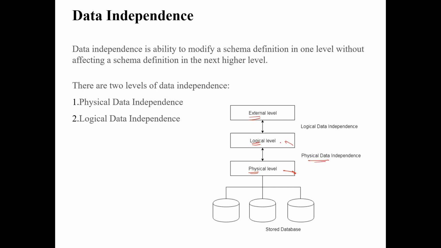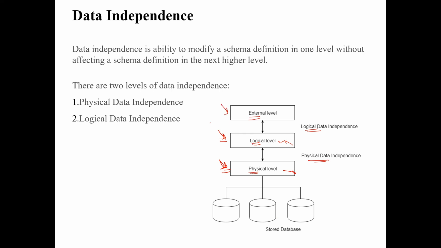Similarly, when we do any changes in the logical level, then there should not be any change in the external level, that is called the logical data independence. So what is the overall definition of data independence? Data independence is the ability to modify the schema definition in one level without affecting the schema definition in the next higher level. So when we change the lower layer, there should not be an effect on the layer above.